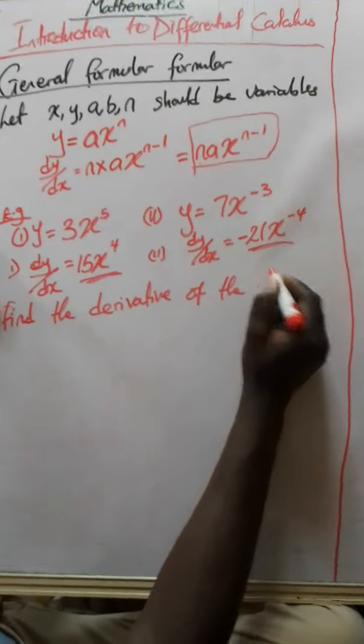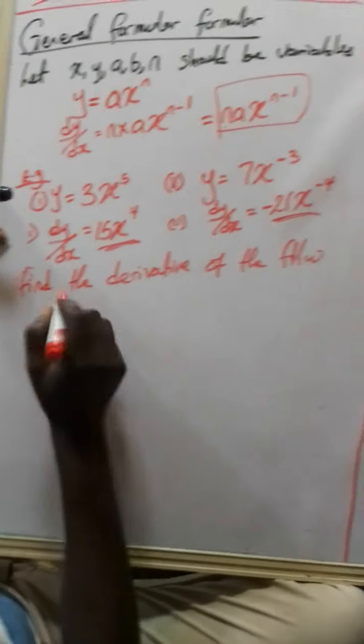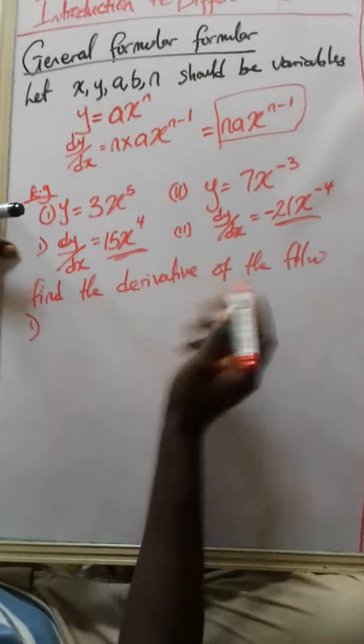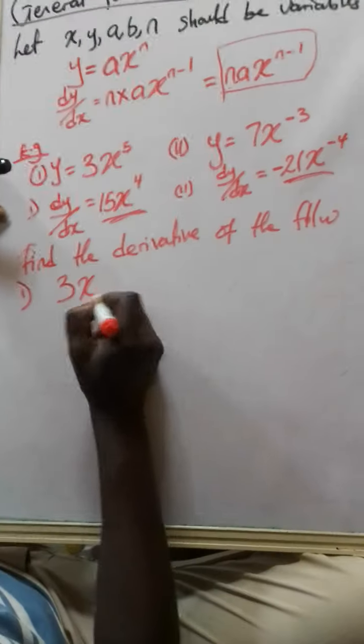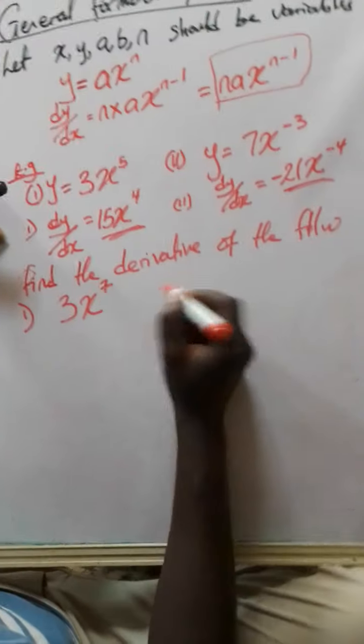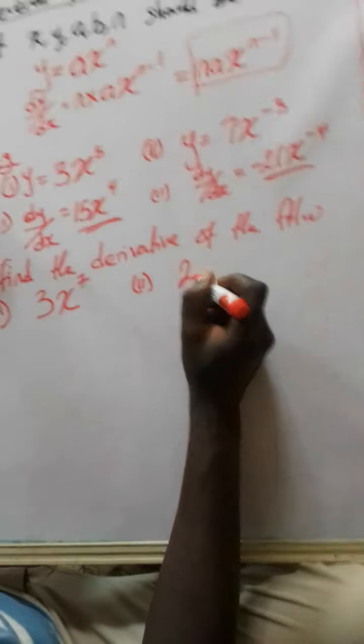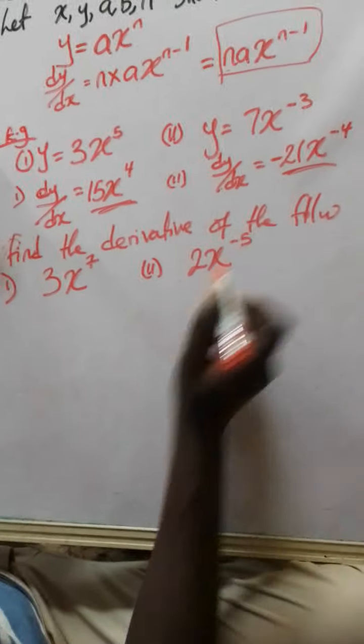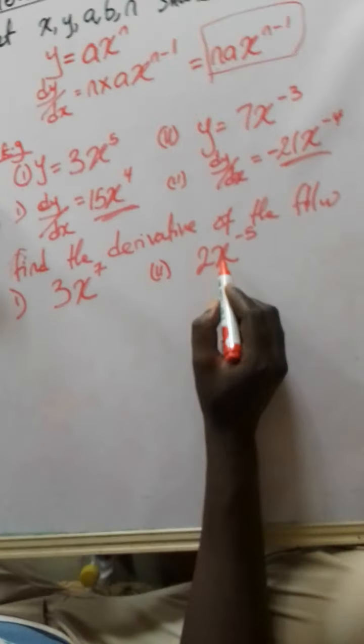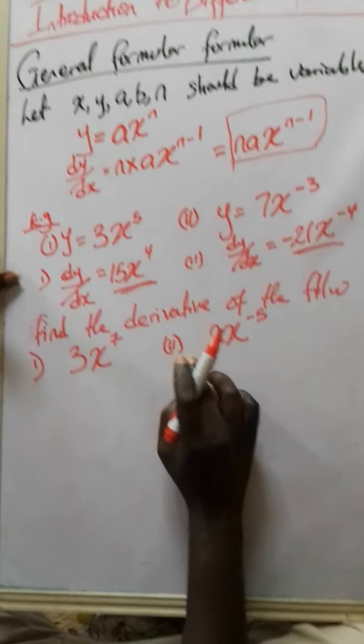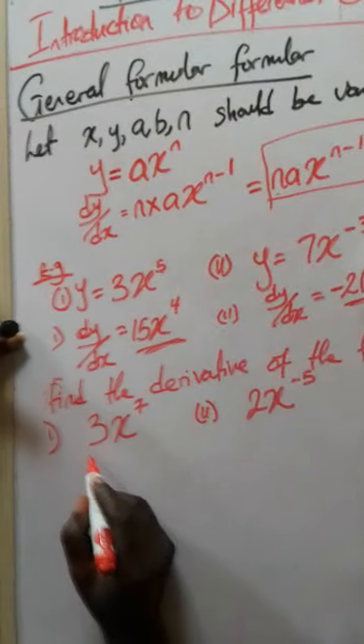Of the following. That is, you're just given one to find the derivative of 3x raised to power 7, and 2x raised to power minus 5. You are not given that any variable is with respect to y. So this is how you write it.